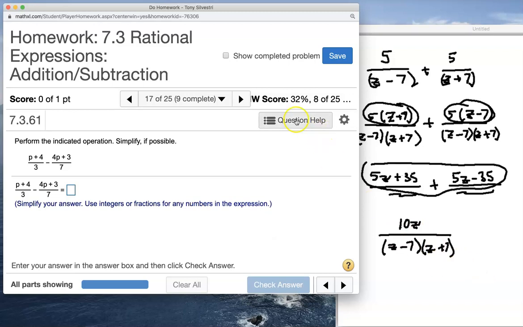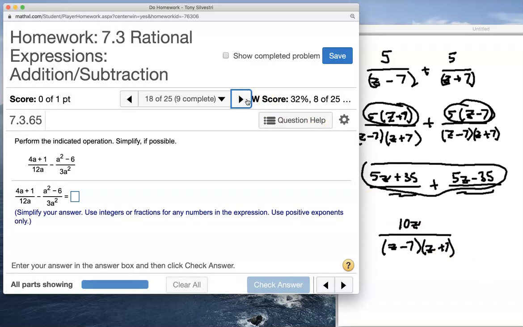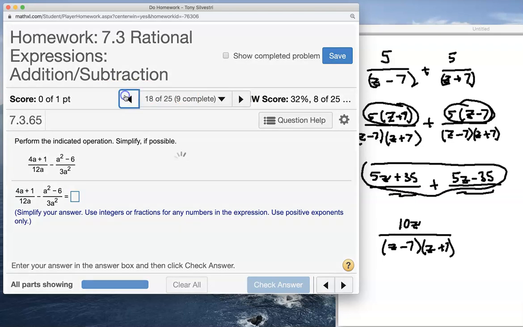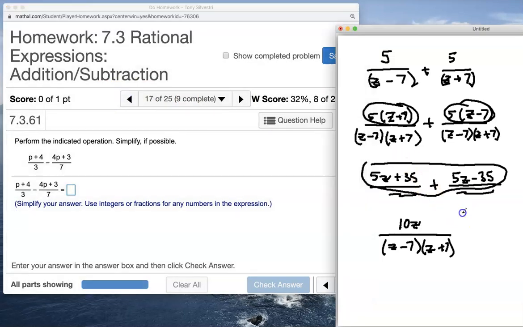Okay, I'll do that one. 18 looks like an interesting one. 19. And I'll stop at 19. Okay, that's what I'll do. Just 3 more problems in this video.